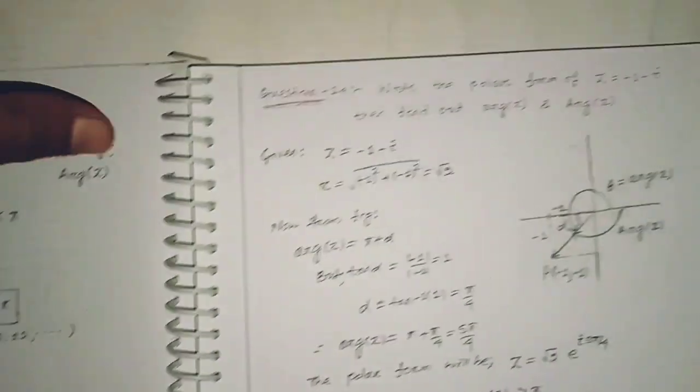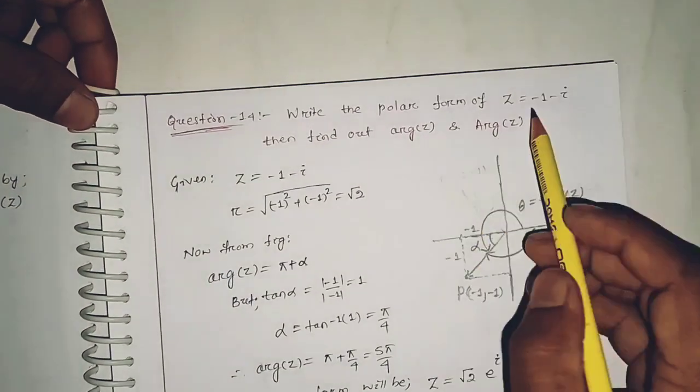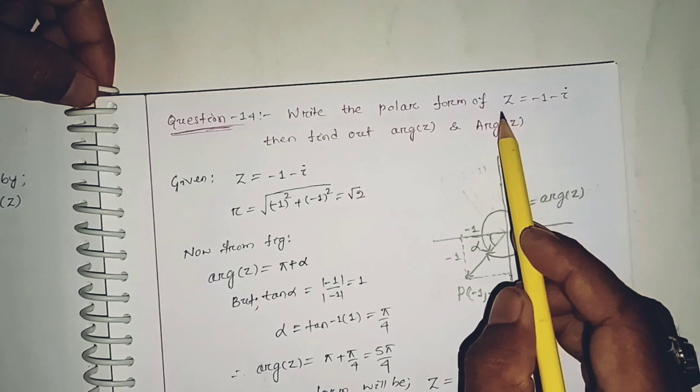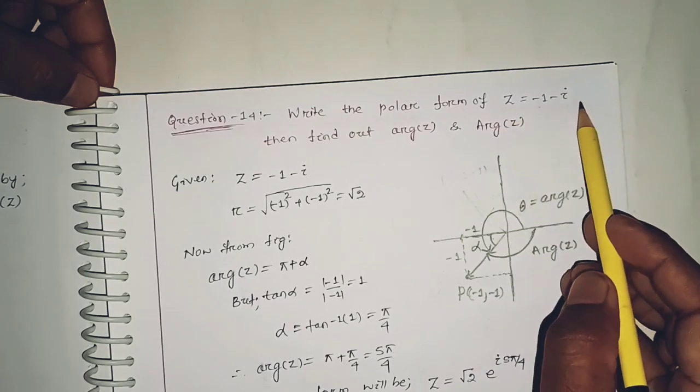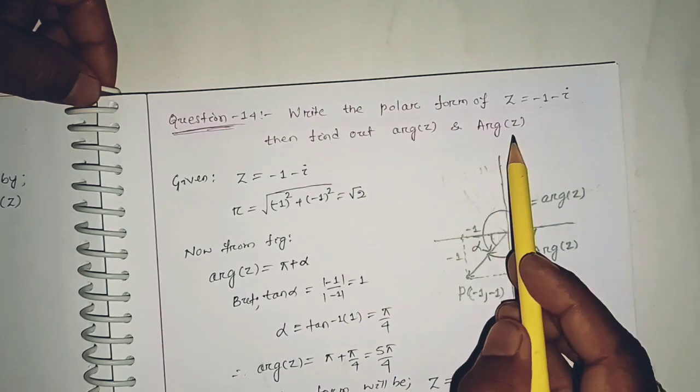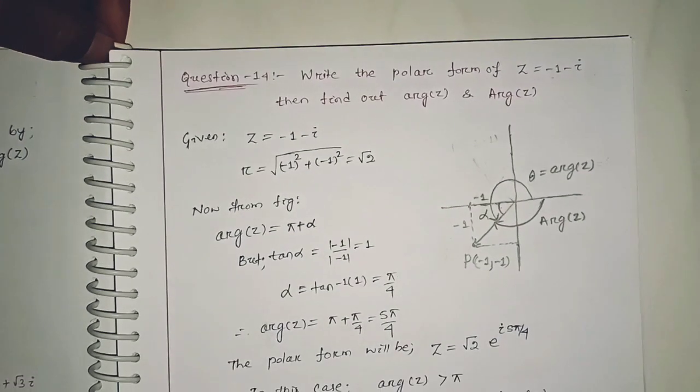Now we are going to go for another numerical, this one. First we have to write the polar form of this complex number, minus 1 minus i, then we have to find out the argument and principal of argument of this complex number.